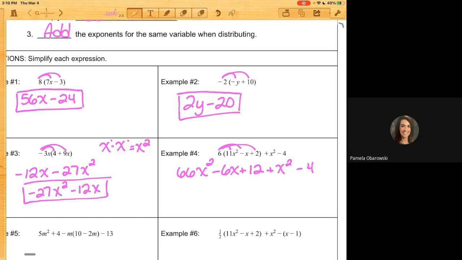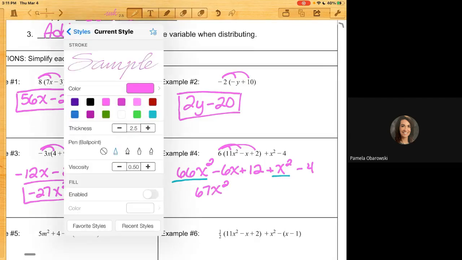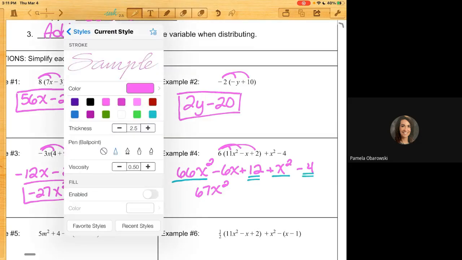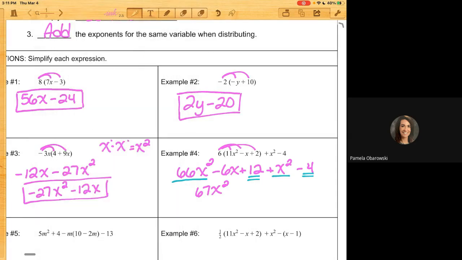It actually looks a lot scarier than it is. I'm going to go ahead and underline my like terms. This is a like term with this. I'm going to go ahead and combine my like terms. That is going to be 67x squared. Oh, I found another pair of like terms actually. This and this, those are also like terms. So I've got positive 12 minus 4 is positive 8. And I've also got minus 6x.